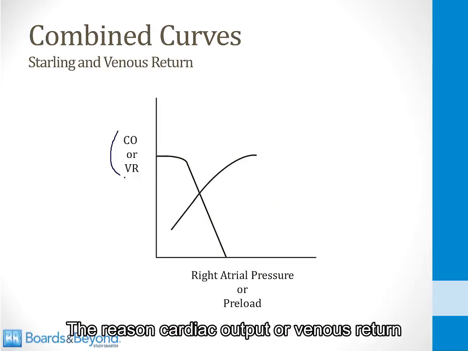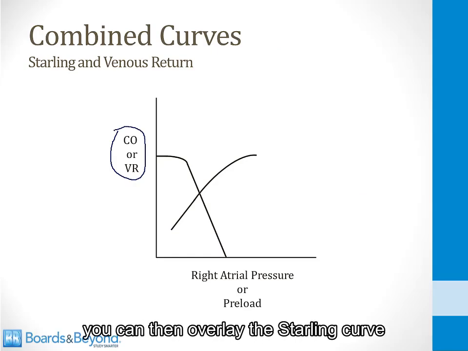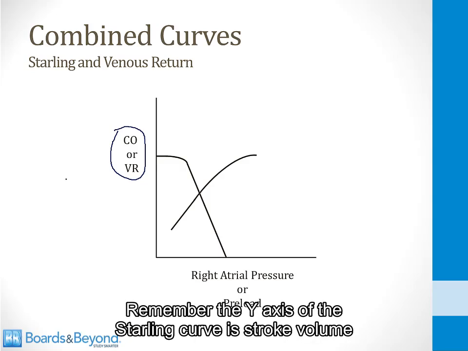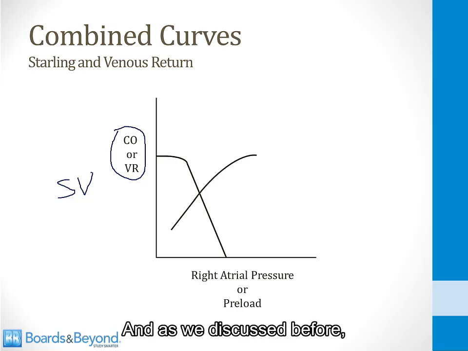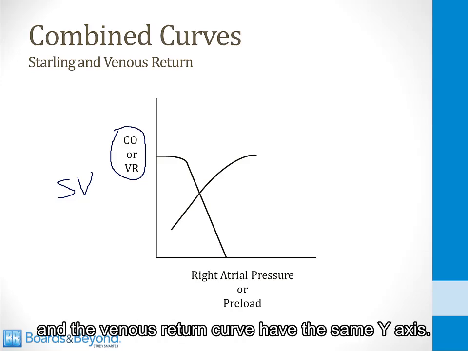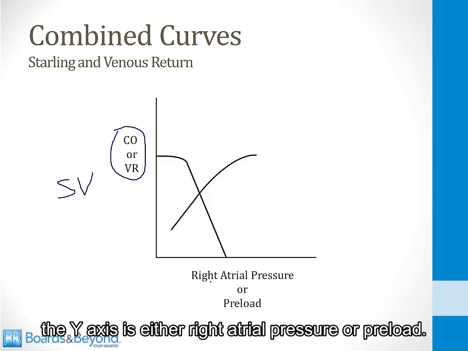The reason cardiac output or venous return are placed on the y-axis of the venous return curve is because once you do this, you can then overlay the Starling curve and the venous return curve. Remember, the y-axis of the Starling curve is stroke volume, and stroke volume is proportional to cardiac output. And as we discussed before, cardiac output is equal to venous return. Therefore, the Starling curve and the venous return curve have the same y-axis, and you can overlay one on top of the other. When you do this, the x-axis is either right atrial pressure or preload.